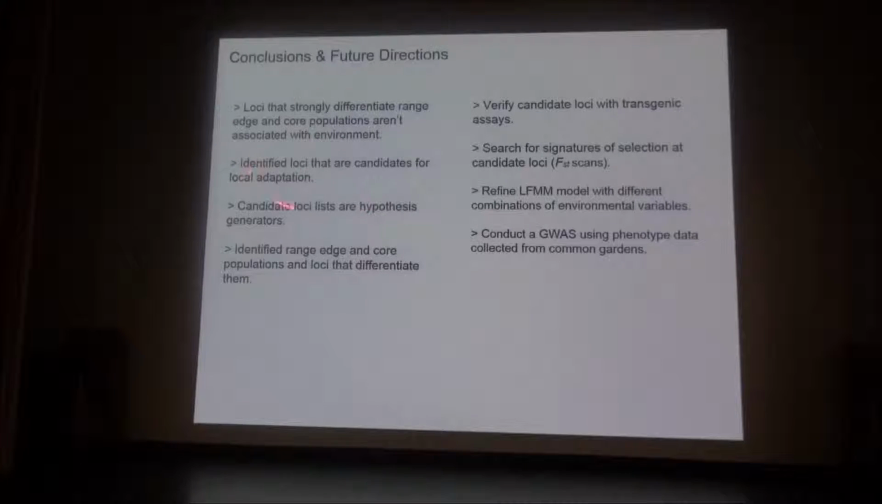We have a lot of loci that are candidates for local adaptation, and soon, if we find really interesting loci that are cool stories, we can possibly do transgenics on them and see if we can recover a similar phenotype in Arabidopsis or whatever plant you want to work with. And yeah, so I think I'm done.